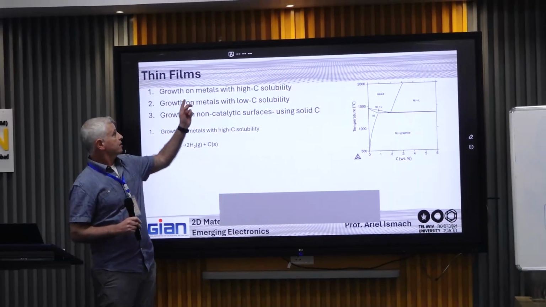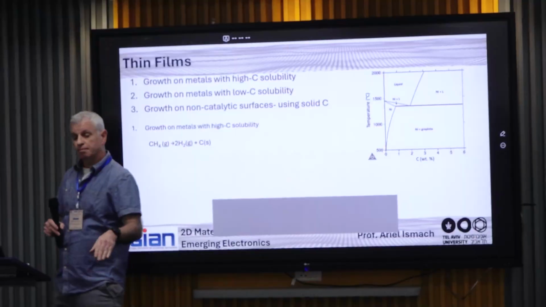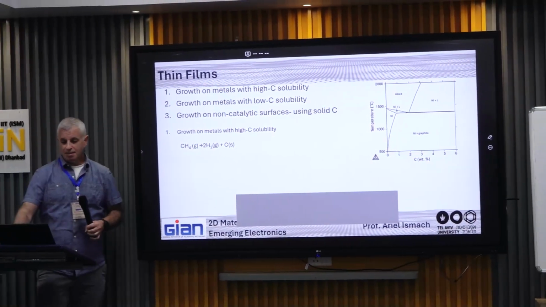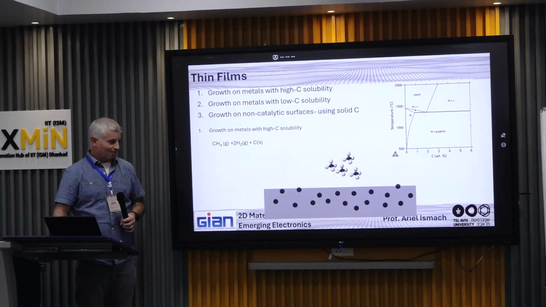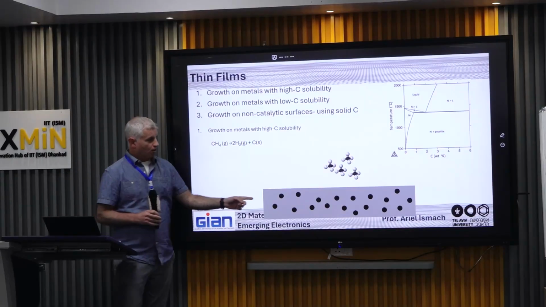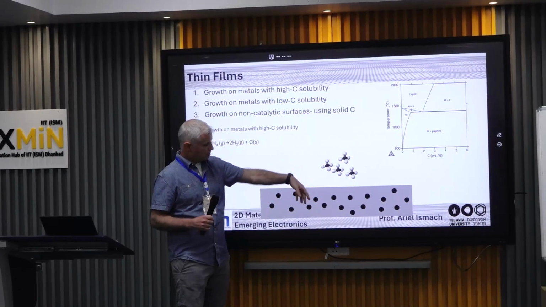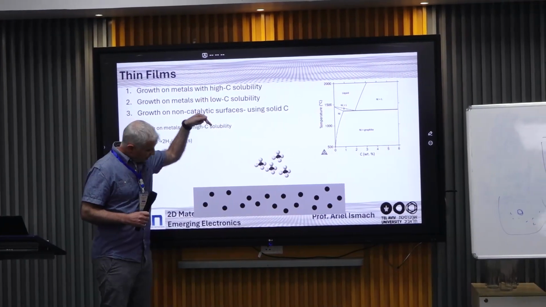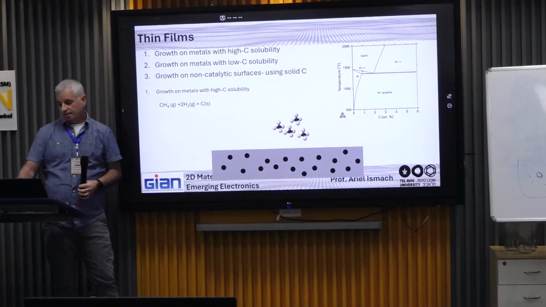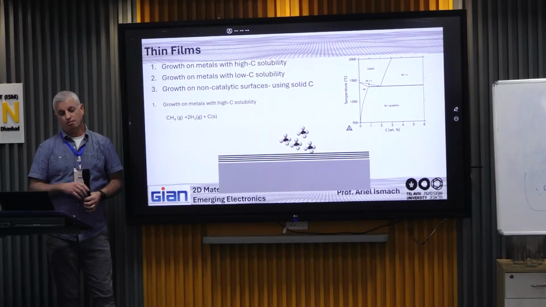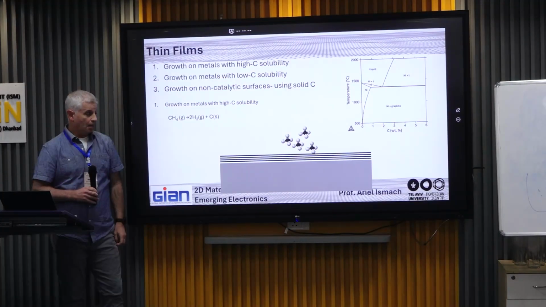So let's review the first case: growth on metals with relatively high carbon solubility. Okay, so what happens? You flow the hydrocarbon and it decomposes. Because of this high solubility, the hydrocarbon decomposes, the H2 flows away, the carbon diffuses into the metal, and then segregates out to form the graphite or the graphitic phase.